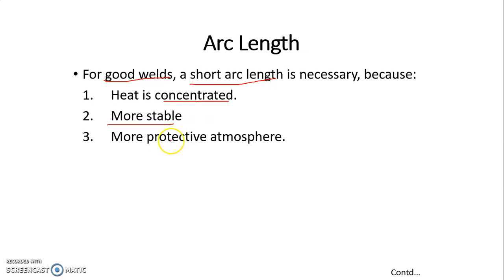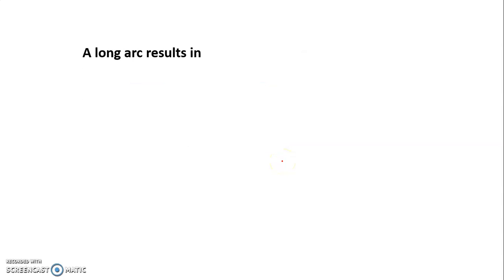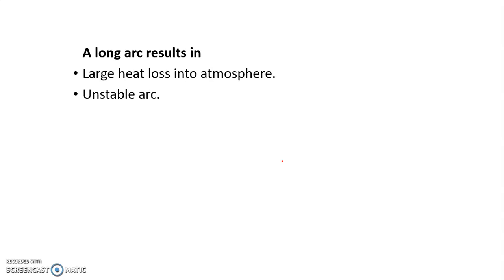The molten weld pool is protected from the atmosphere due to the vapors surrounding the electrode, metal, and molten weld pool. Now, what are the results of a long arc? Large heat loss into the atmosphere, an unstable arc, and the weld pool is not protected.